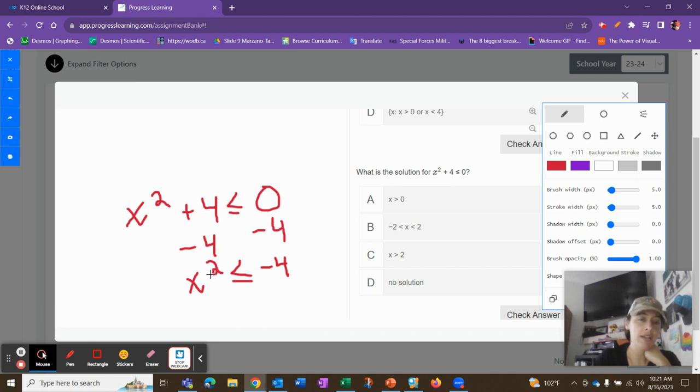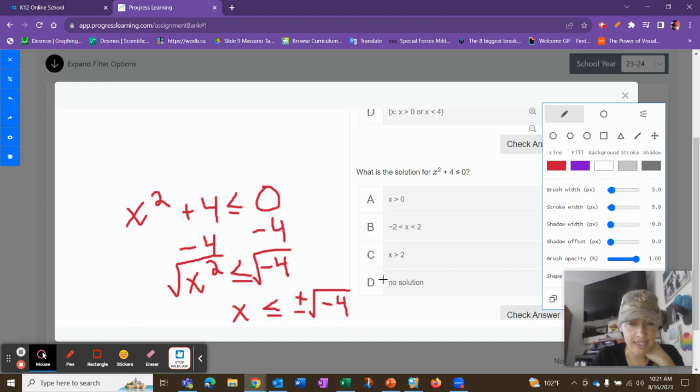This step maybe we don't remember. Well, we want to undo this radical. So let's undo the square. We use the radical to do that. So we take the square root of both sides. Over here, we end up with x less than or equal to, and often we'll talk about this plus or minus in different situations, plus or minus the square root of -4.